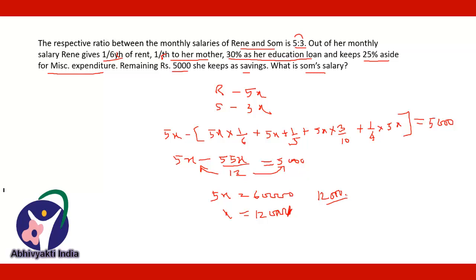So x you have got as 12,000 rupees, and now you can find the salary of both Rain as well as Som, but it is asked for Som, so Som's salary will be 3x, that means 12,000 multiplied by 3, and 12 threes are 36, so 36,000 rupees will be the salary of Som.